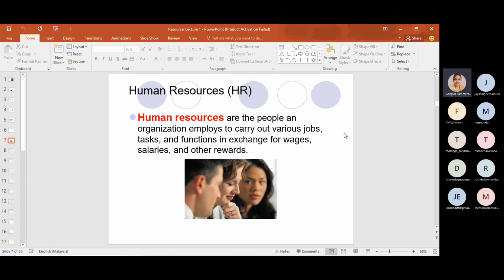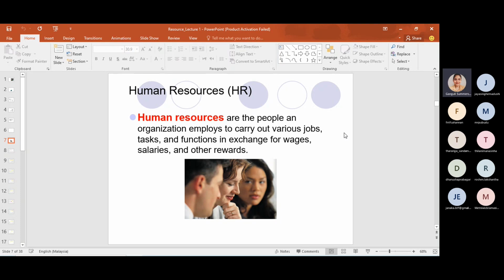Okay, so human resources or HR are basically the people, the human beings in your organization who carry out various jobs, tasks, and functions in your organization. For carrying out these jobs, tasks, and functions, they get several things in return. So what do they get in return? They get their salaries and other rewards like medical insurance.